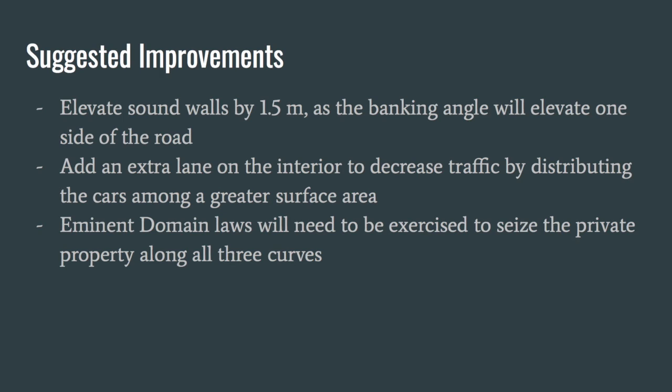For our suggested improvements for I-66, our first one is to elevate the sound walls by approximately 1.5 meters, since the banking angles will raise one side of the road, so the sound walls will need to be elevated as well in order to be effective. Our next one is to add an extra lane in the interior to decrease the volume of traffic and distribute the cars over a greater surface area. Lastly, eminent domain laws will need to be exercised to seize all the private property that the cars will cover, as mentioned in the topography section, which includes parks, condos, buildings, and lands.